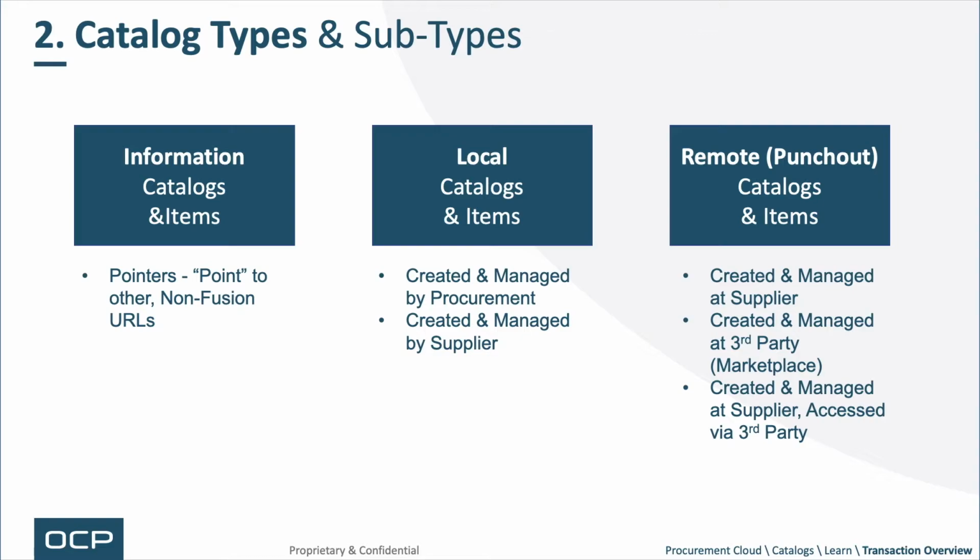And so Punchout are either created and managed at the supplier by the supplier. They could be created and managed at a third party, let's say marketplace. Sometimes Ariba or SideQuest will do that, other applications as well. And those are managed by, again, usually the supplier. Or they can be created and managed at the supplier, but accessed via that third party marketplace. So that's the catalog types and subtypes.